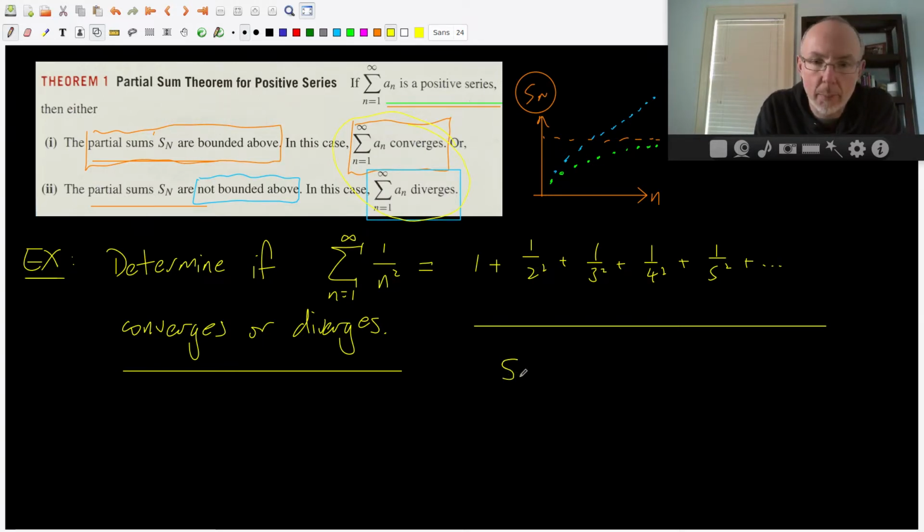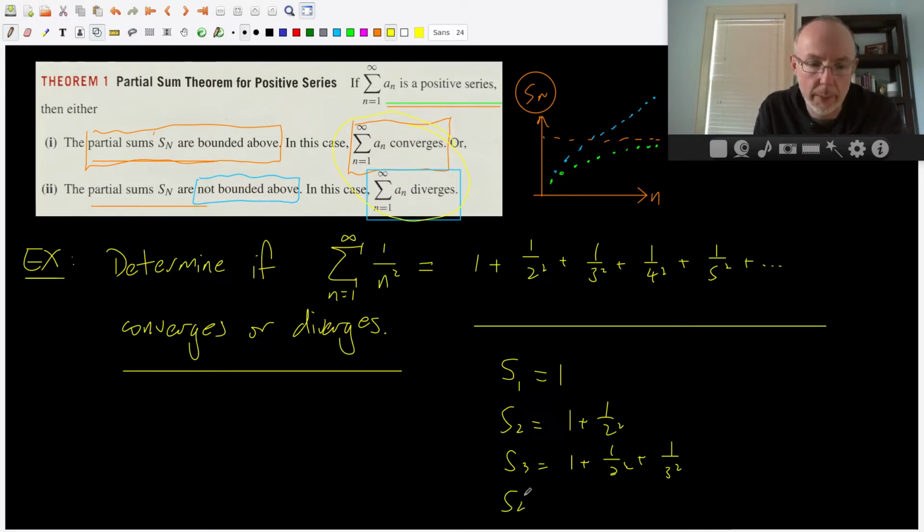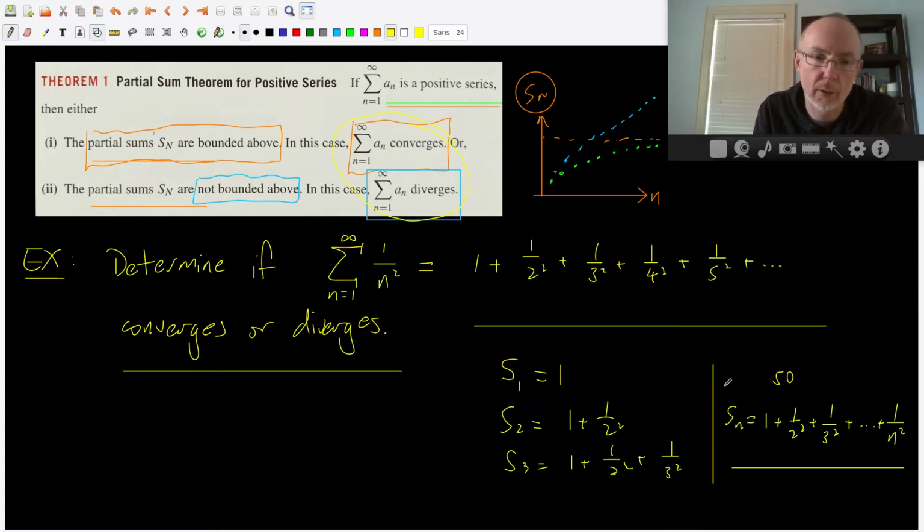And now if you think about the partial sums here, the first partial sum is just 1, the second partial sum is 1 plus 1 over 2 squared, the third partial sum is 1 plus 1 over 2 squared plus 1 over 3 squared, and so on for S4, and we can continue in that way. So the nth partial sum just looks like that.